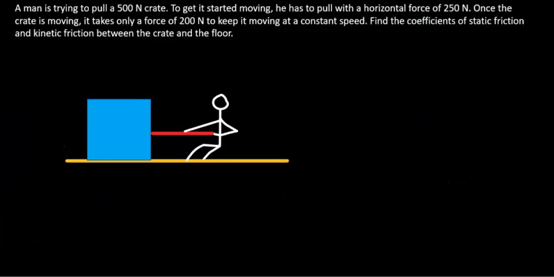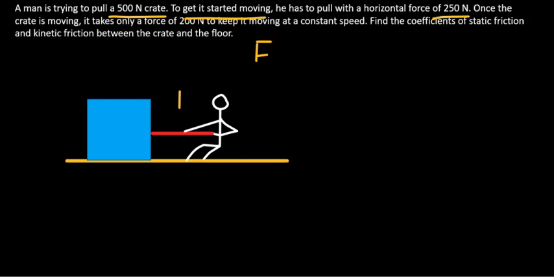Let's look at the following problem. A man is trying to pull a 500 Newton crate. So that is the crate. Its weight is 500 newtons. To get it started moving, he has to pull with a horizontal force of 250 newtons.